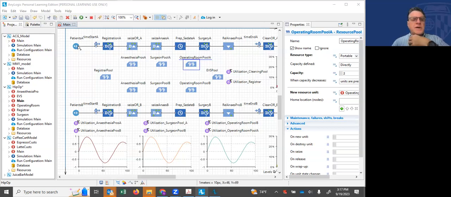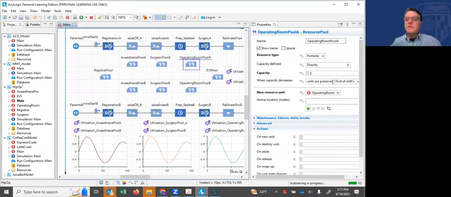We've got two tracks of ORs, each with an anesthesiologist and a surgeon, and two ORs in the base case. So I'm going to just describe what I call track A. So patients arrive, and they arrive every 90 minutes.